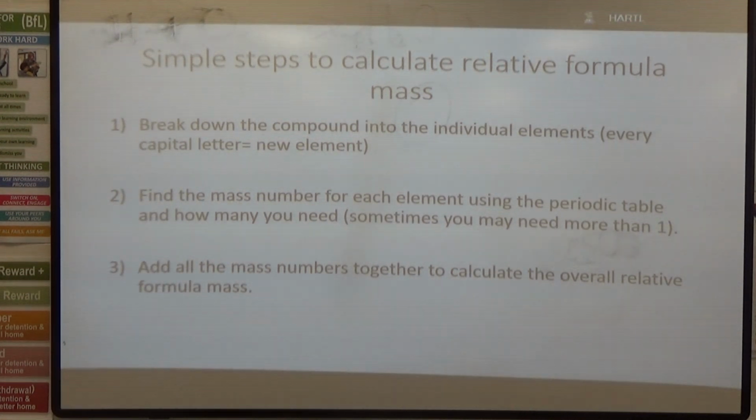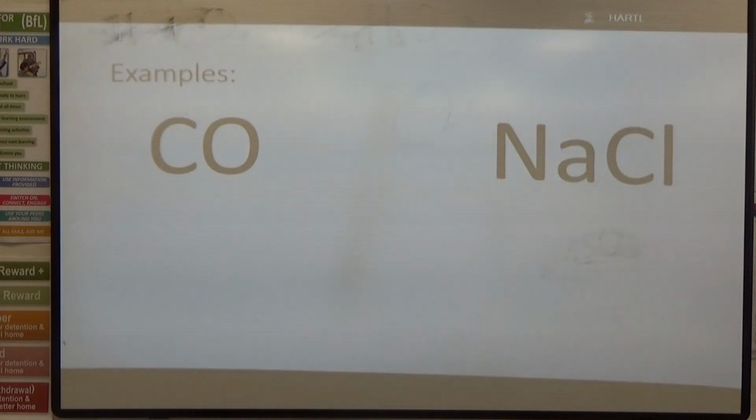Number 2, find the mass number for each element using a periodic table, and how many you need. Sometimes you may need 2 of one element. For example, CO2 means you need 2 lots of oxygen. And then all you do is add all the numbers together to calculate the overall relative formula mass. Really, really simple. So, let's have a go at 2 examples.